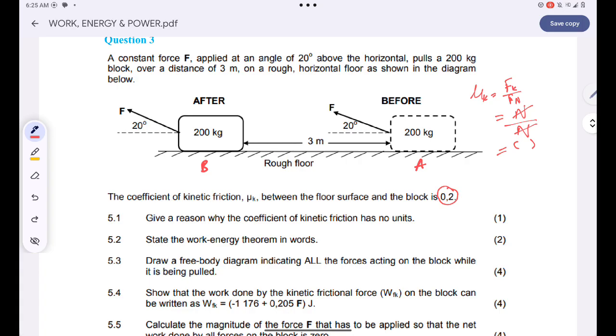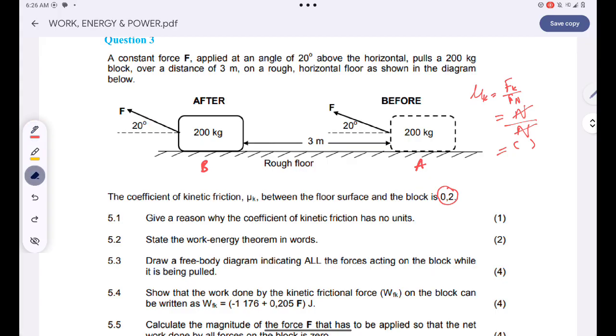Okay. Then question number 2, they want us to state the work energy theorem in words. It simply says that the net work done on an object is equal to the object's change in kinetic energy. Okay, and then 5.3, we are supposed to draw a free body diagram indicating all the forces acting on the block while it is being pulled.